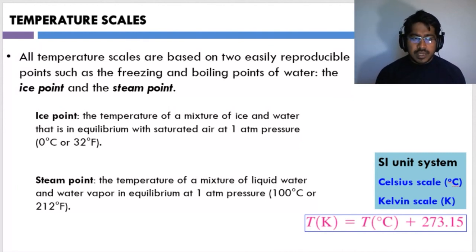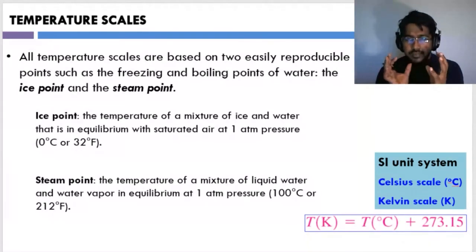Therefore, we use some known physical phenomena, ice point and steam point, to define temperature scales. What is ice point? The temperature of a mixture of ice and water that is in equilibrium with saturated air at 1 atm pressure. So if we take a water basket and we see that ice cubes and water are in equilibrium and the pressure is 1 atm, then we can call it the ice point.